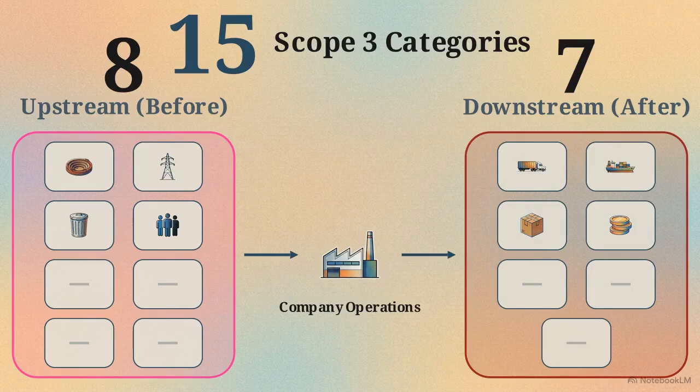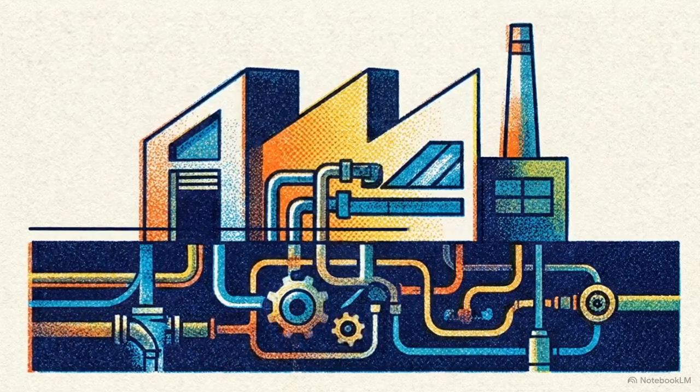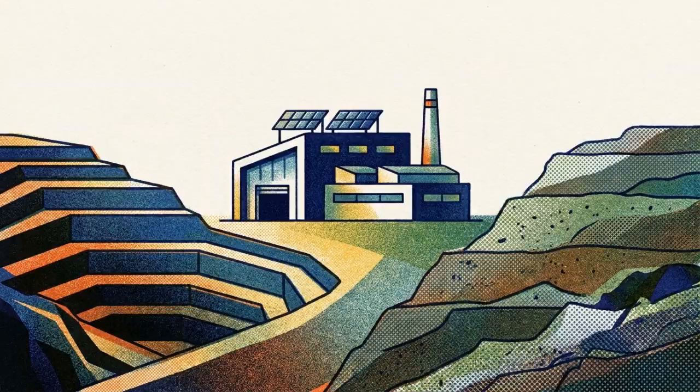If you are ever asked to explain this concept, here is a simple way to phrase it. Scope 3 encompasses 15 categories of indirect emissions created throughout a company's entire business network, divided into 8 upstream and 7 downstream segments. Measuring Scope 3 provides the data needed to see through the walls of the factory and map the actual environmental cost of every single operation, from the mine to the landfill.